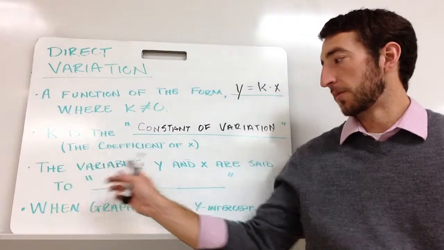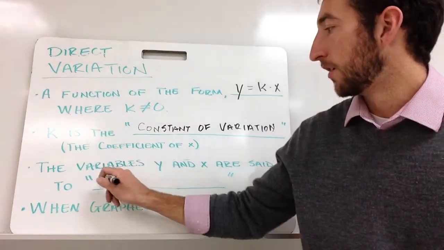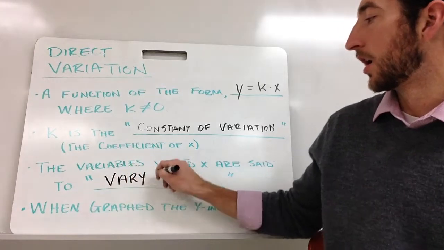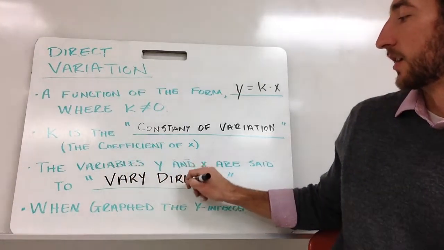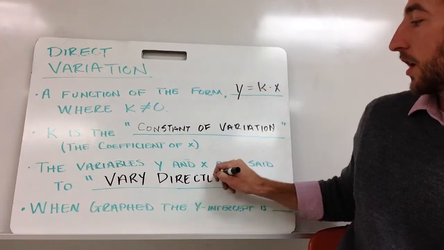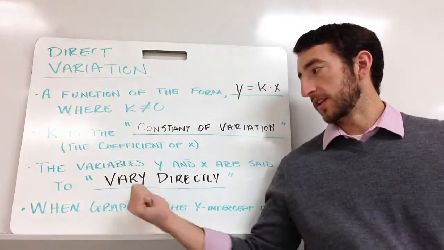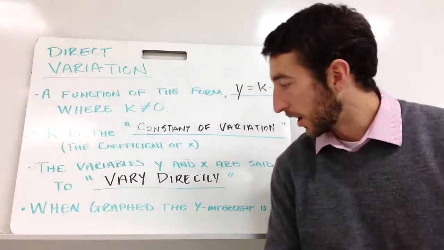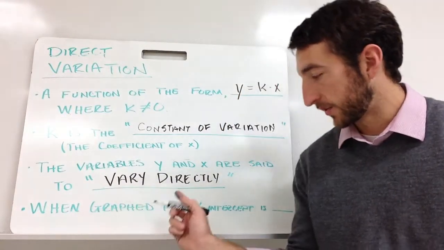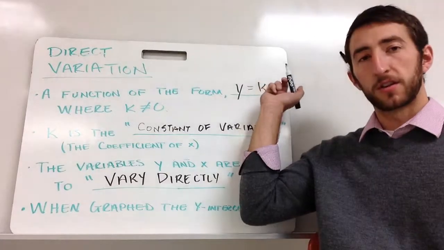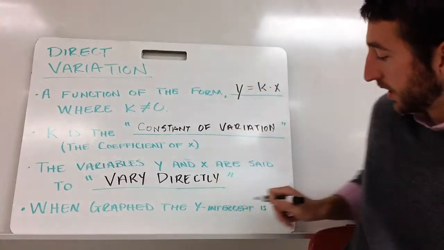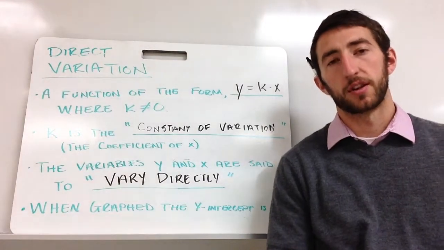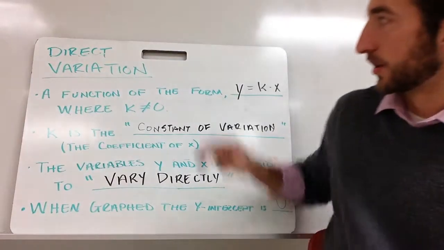So what we say is the variables y and x are said to vary directly. And whenever you see word problems, and these are your keywords, vary directly, that means you're going to use this formula. And when we graph this function, the y-intercept, remember that it was like plus 0, so our y-intercept is going to be 0. There's no y-intercept, so everything starts at the origin, and we just follow our slope.